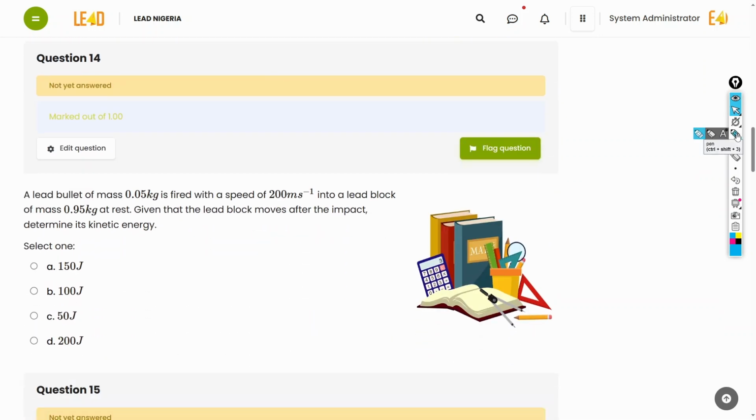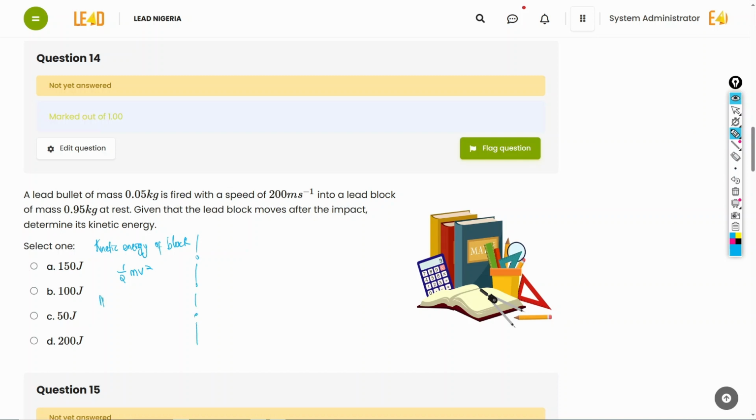All right, question 14. A pellet of mass 0.05 kg is fired at the speed of 200 meters per second into a lead block of mass 0.95 kg at rest. Given that the block moves after the impact, determine its kinetic energy. Okay, so we're supposed to find the kinetic energy of the block, right? And that's given by half mv squared, for the block, that is.